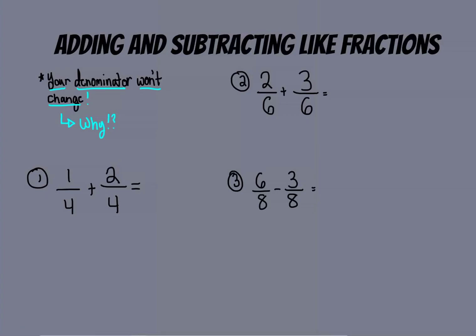Adding and subtracting like fractions. Now, what is a like fraction? A like fraction is two fractions that have the same denominator. If you look at number 1, they both have 4 as the denominator. Number 2, they both have 6. And number 3, they both have 8.